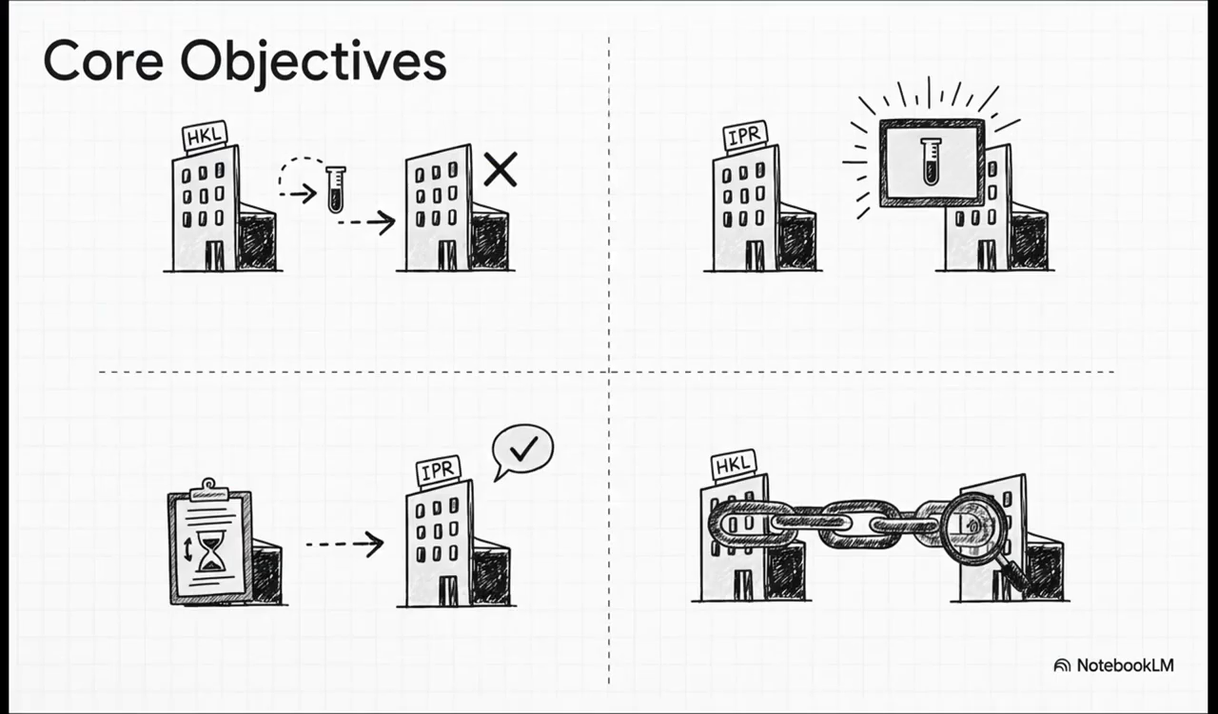For this whole thing to actually work, the system has to nail 4 key objectives. Number 1, absolutely no manual data entry when HKL sends a test over. It has to be seamless. 2, that new test has to just appear in IPR's system automatically. 3, every single status update at IPR, whether it's in progress, analyzing, complete, you name it, it has to get back to HKL right away. And finally, the big one, the entire process from start to finish has to be rock solid and traceable. We absolutely cannot lose a single sample.